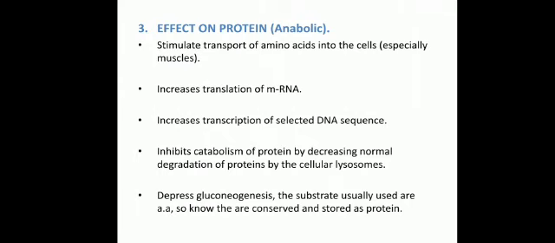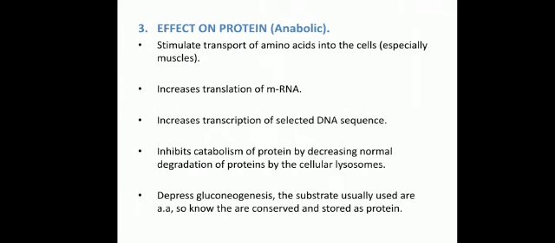Especially you can see that the amino acid transport into the muscle cells is really fastened or stimulated by insulin. The mRNA translation is increased. Transcription of selected DNA sequences is also increased by insulin. Catabolism of protein is inhibited. Now, how does insulin inhibit the catabolism of protein? By decreasing the normal degradation of proteins by the cellular lysosome.